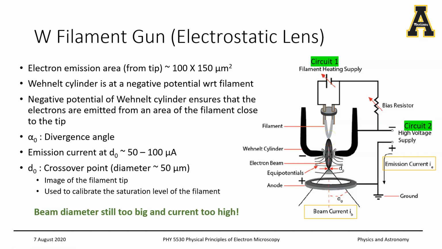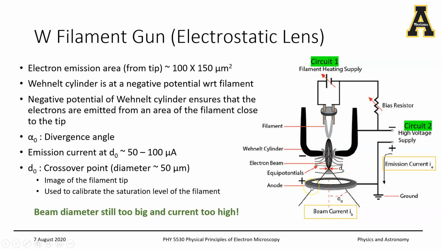So it's very important that you have the Wehnelt cylinder, which gives directionality and focuses the electron to a point. And this point is very significant. That is called the crossover point. Essentially, you can think of it as an image of the tip of the filament right here. Yes, the diameter of the crossover point is also called the beam diameter, as it is emitted out of the electron source.